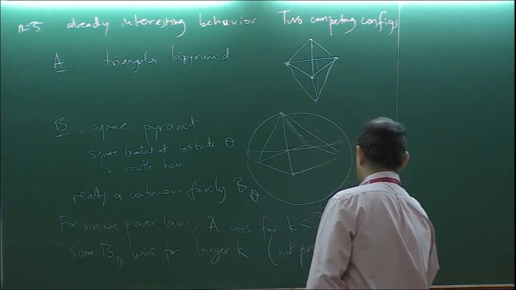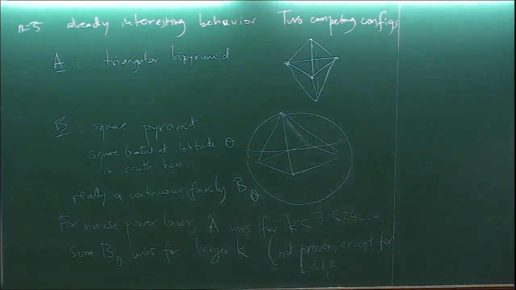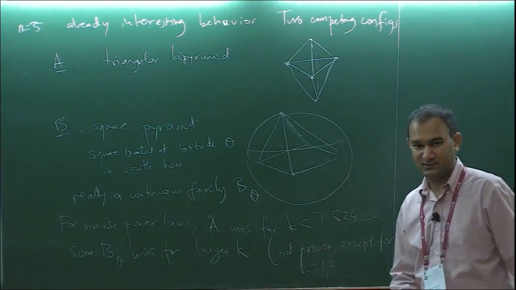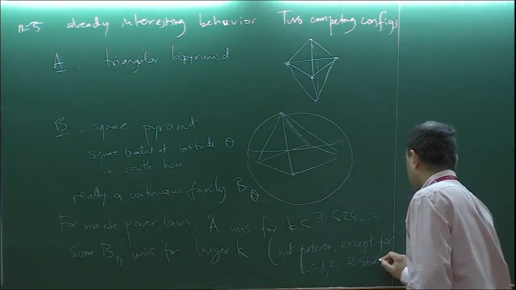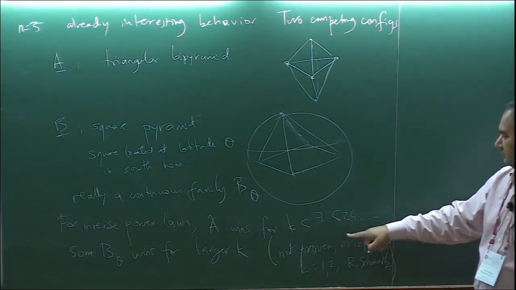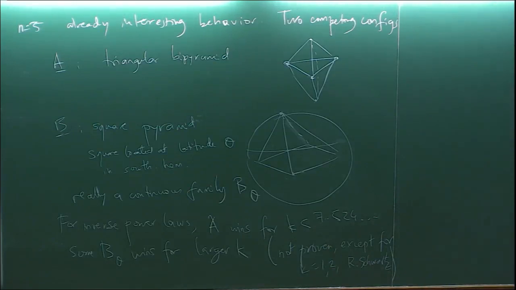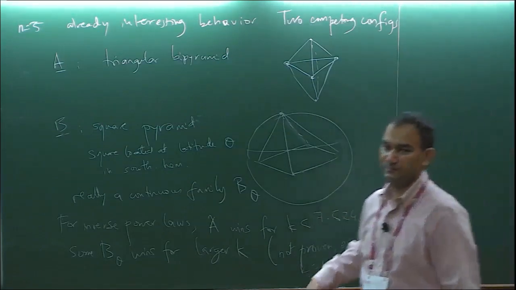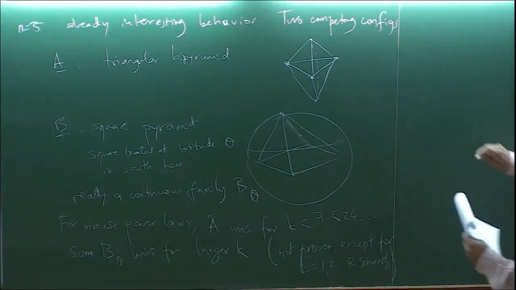Proven except for, I believe, k equals 1 and 2, which were proven recently by massive computer experiments, a computer-aided proof by Rich Schwartz at Brown. In which case he proved, since this is less than 7 point whatever, A wins for these inverse power laws, 1 over r and 1 over r squared. But if you wanted to prove that the appropriate B theta wins for some large k, that's an open problem. Just a simple question like this is open.